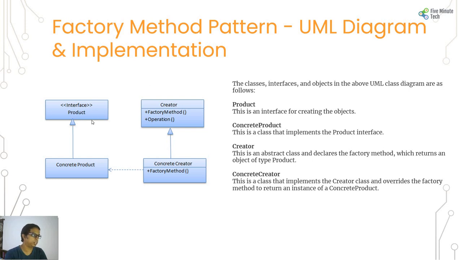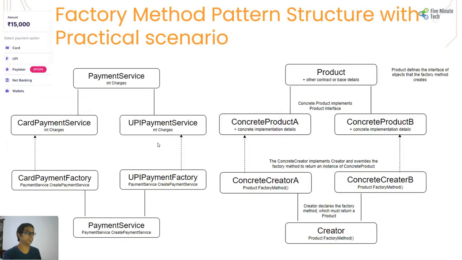We have a product that has a concrete product. We have a creator which has a concrete creator. The creator can have a factory method and an operation, whereas a concrete creator will have the factory method. I'll talk in detail about this with a practical example in the coming part. Now let's dig deeper into it with a practical example.